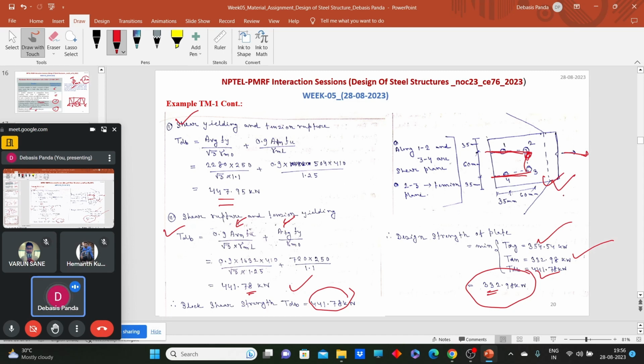Okay. Now quickly, do you have any question? Or we can solve another example also. This example is clear or not? Yes or no?